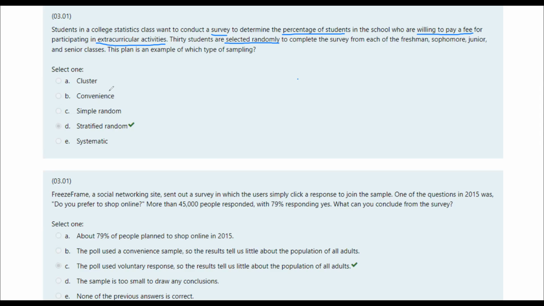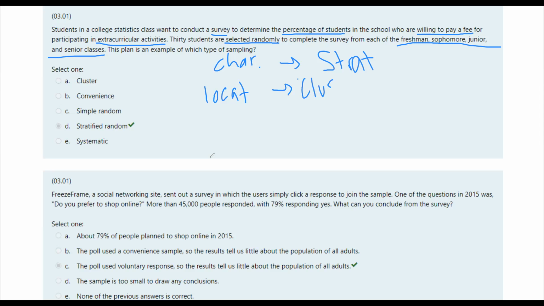So it's what kind of sampling? Well, it says each from those. That's the key part. So these are different groups. When something's based on characteristics, I did have a video explaining this if you want to watch it on this channel. If it's grouping on characteristics, then it's stratified random sampling. If it's based on location, where they are, then that is cluster. That's the difference between those. And this one's better to do. And that's the answer.